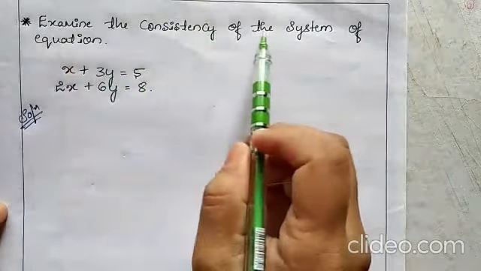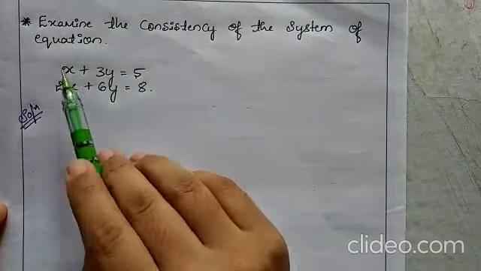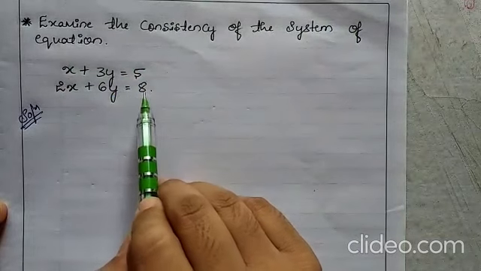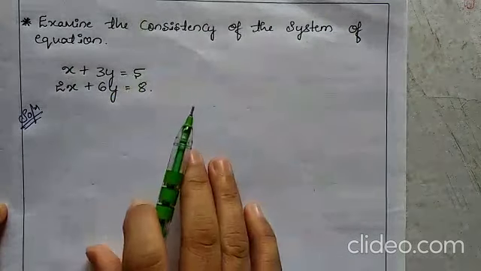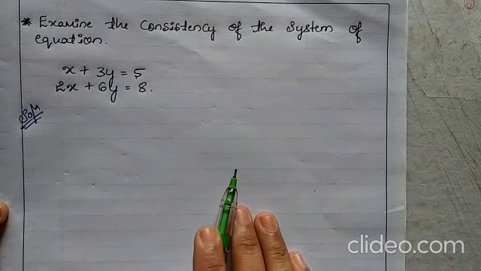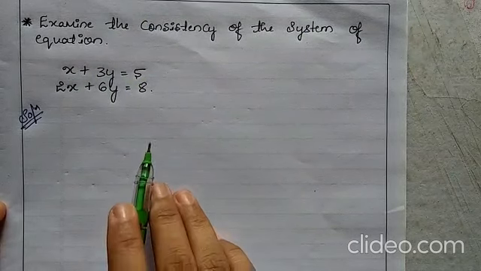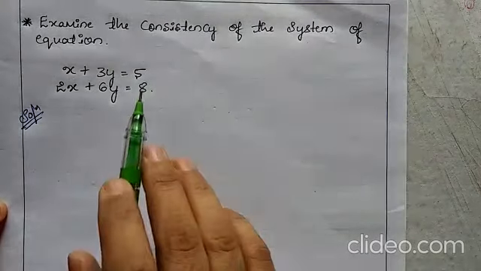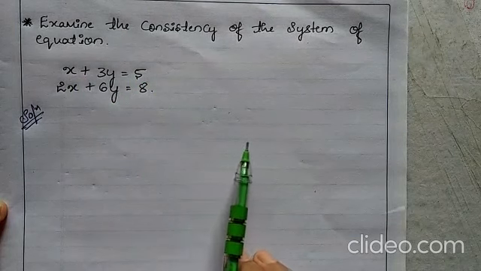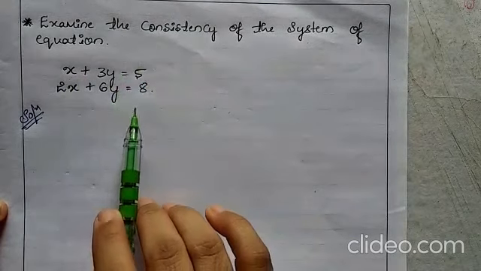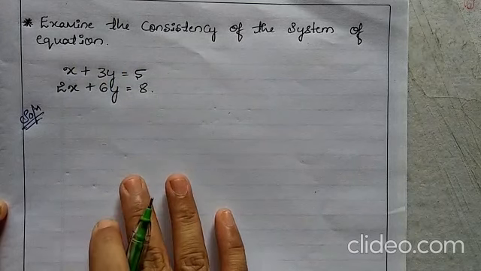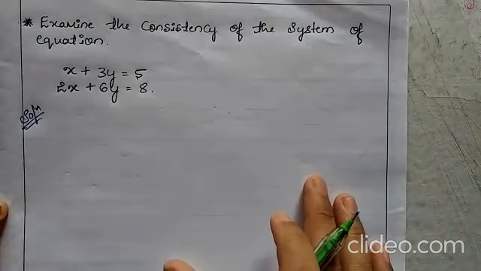Examine the consistency of the system of equations. They have given x plus 3y equals 5, 2x plus 6y equals 8. Before solving this problem, we need to recall what we mean by a consistent system. A consistent system means that the given system of equations has a solution. If its solution doesn't exist, then the system of equations is said to be inconsistent.